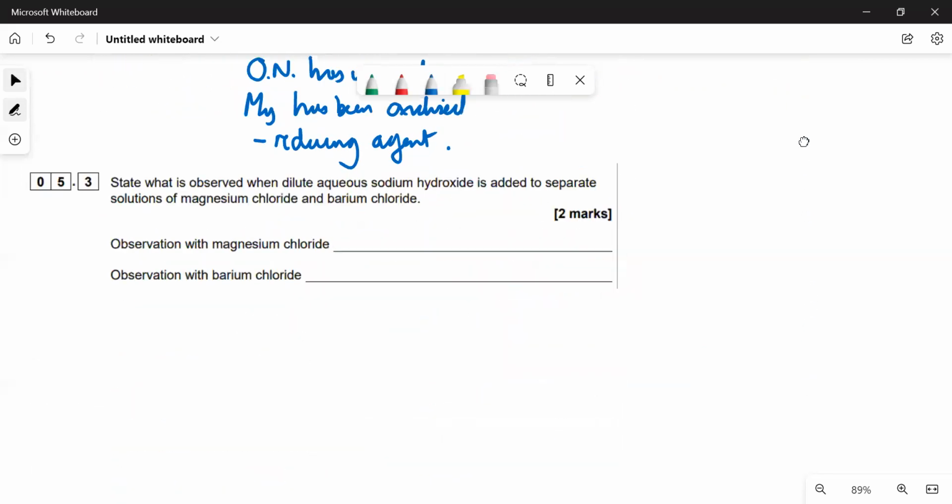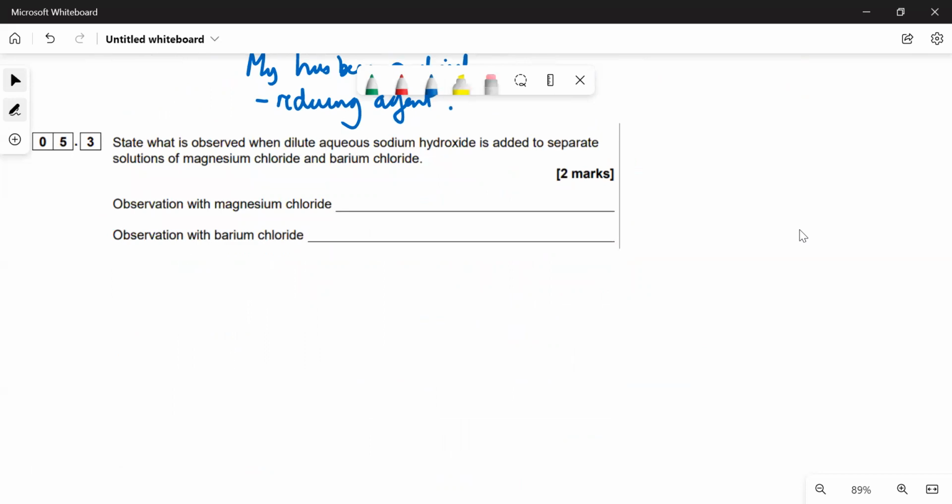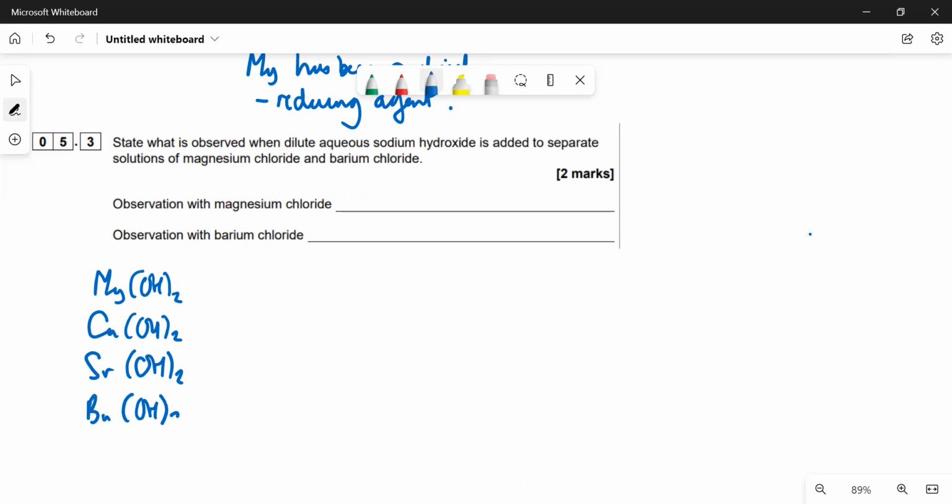Right, so precipitation reactions now. State what is observed when dilute sodium hydroxide is added to separate solutions of magnesium chloride and barium chloride. Okay, you have to remember the trend in solubilities of the group 2 hydroxides. So starting off with magnesium hydroxide, calcium hydroxide, going down group 2, strontium hydroxide, and barium hydroxide. Now the solubility increases as you go down the group. Remember that magnesium hydroxide is very insoluble.